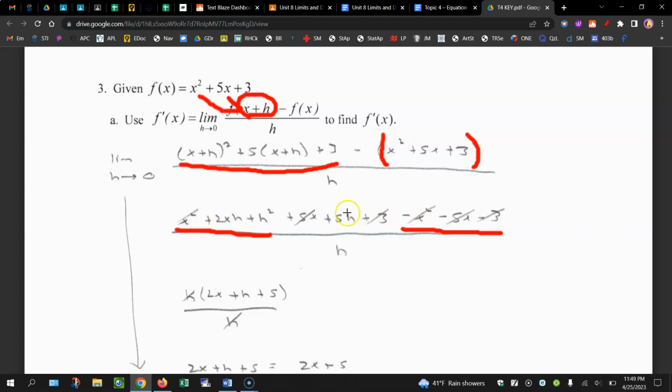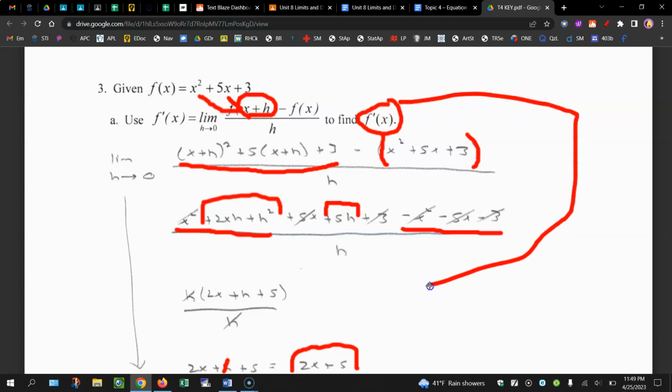Everything without an h should simplify. It just leaves you with these three terms here that all have an h. I've factored out an h from each of those three to get here. And then substitute in h is 0. So this h turns into 0, and you're just left with 2x plus 5 equals the derivative. So this 2x plus 5 is the derivative of x.